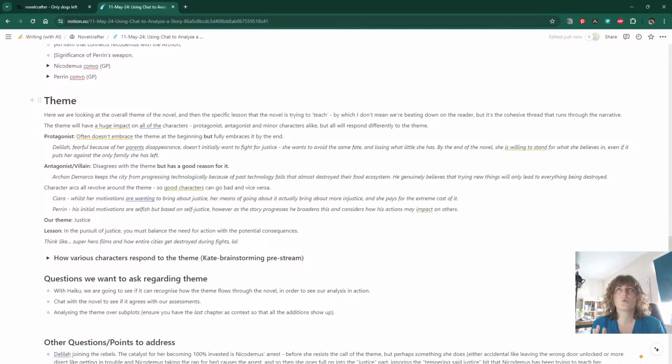So outside of this session, we've gone through what we believe the theme is, but then what I wanted to do was use the outline and chat with Haiku. We'll use the outline, but you could also use this with your full narrative if it's a book that you've written outside of Novelcrafter, in order to try and analyze it.